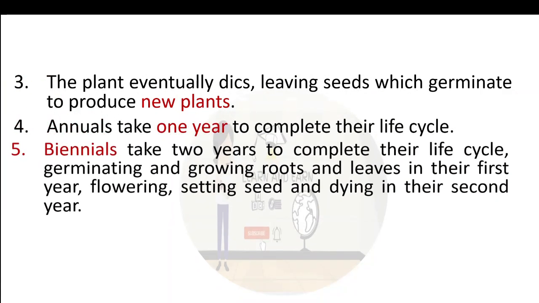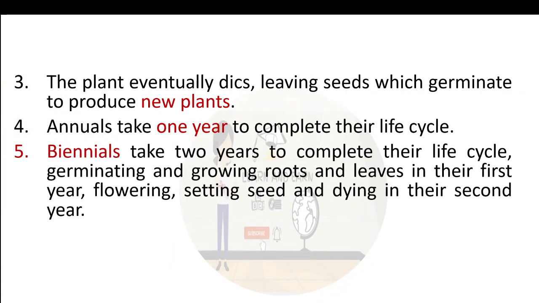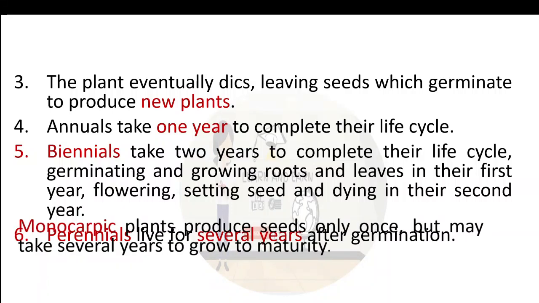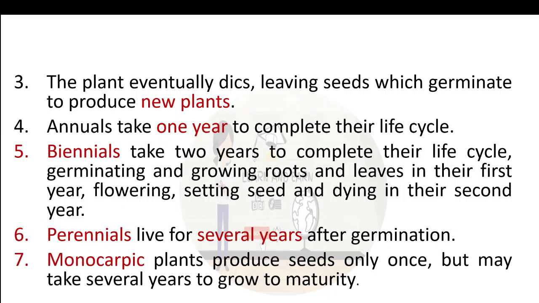Number 5 is, biennials take 2 years to complete their life cycle, germinating and growing roots and leaves in their first year, flowering, setting seed and dying in their second year. Number 6 MCQ is, perennials live for several years after germination. Number 7 MCQ is, monocarpic plants produce seeds only once but may take several years to grow to maturity.